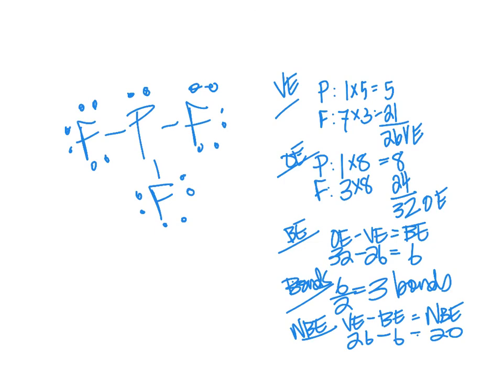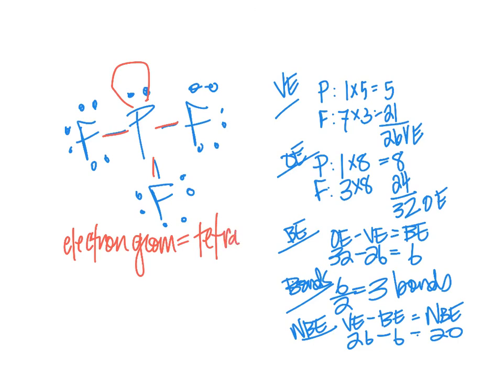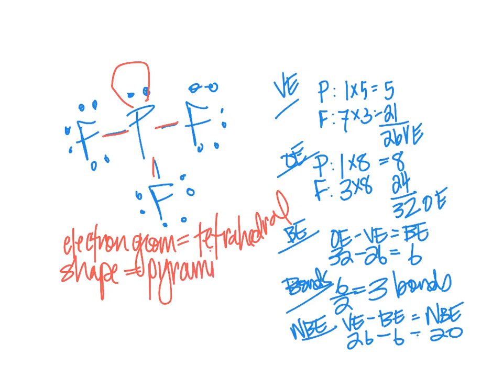Now, if we look at that in terms of shape, we can see that there are 1, 2, 3, 4 electron domains. And that means that the electron geometry is equal to tetrahedral because there are 4 areas. Then there are only 3 bonds, therefore the shape is pyramidal. And I showed you that on a previous slide, so I'm not going to go back.